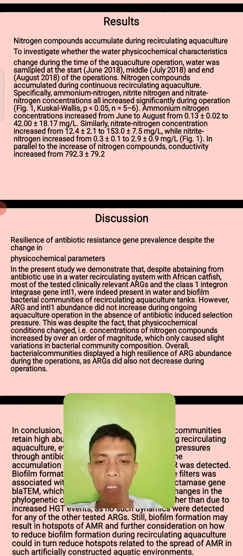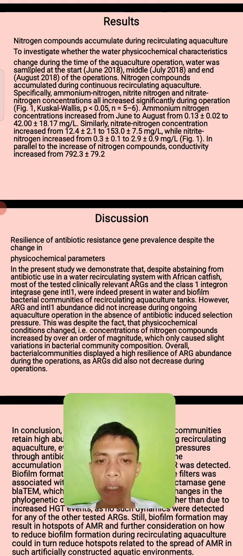Resilience of antibiotic resistance gene prevalence despite the change in physicochemical parameters. In the present study, we demonstrate that despite abstaining from antibiotic use in a water recirculating system with African catfish, most of the tested clinically relevant ARGs and the class 1 integron integrase gene intI1 were indeed present in water and biofilm bacterial communities of recirculating aquaculture tanks. However, ARG and intI1 abundance did not increase during ongoing aquaculture operations in the absence of antibiotic selection pressures.